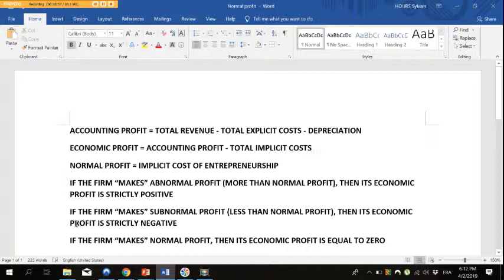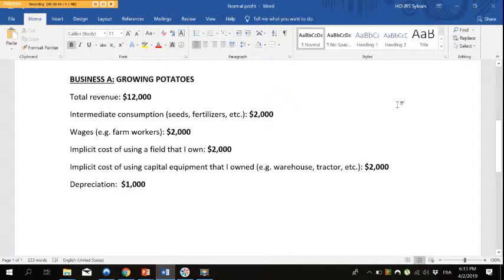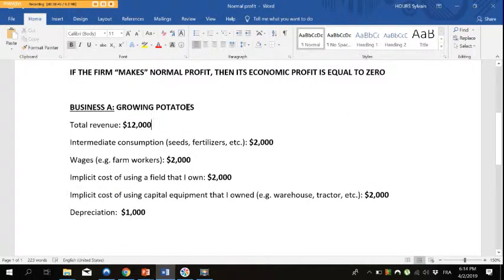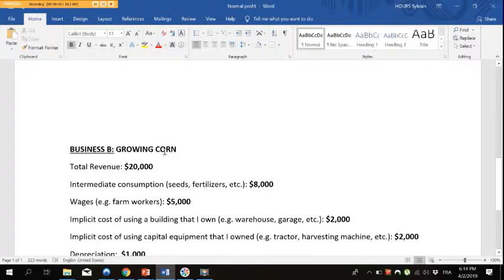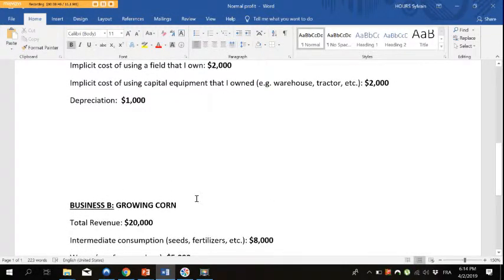the meaning of those three statements. So let's take the example of a farmer who owns a field and who owns some capital equipment. This can be a warehouse, a tractor, it doesn't really matter. And this farmer has to decide what he's going to grow. We will assume that he has two alternatives. He can grow potatoes, that will be business A, or he can grow corn. This is going to be business B.